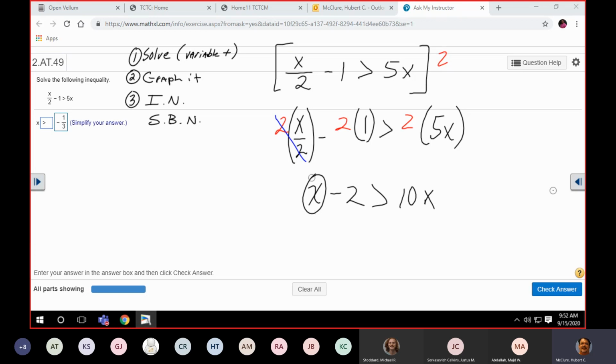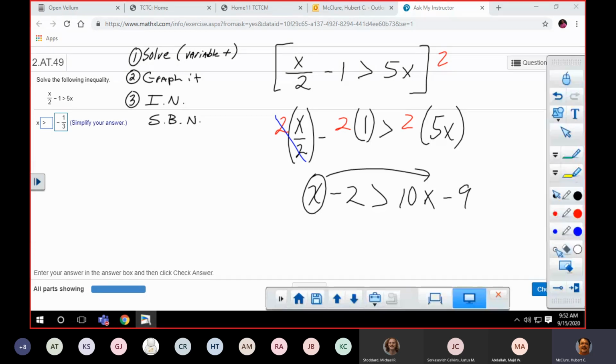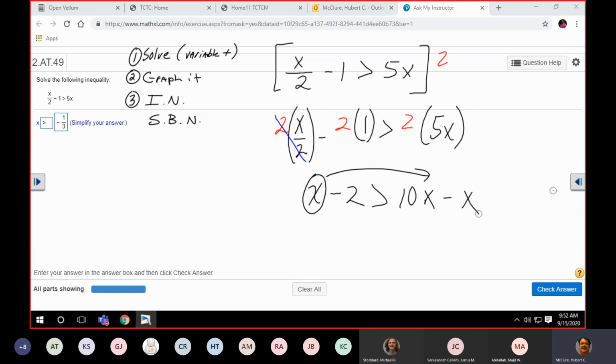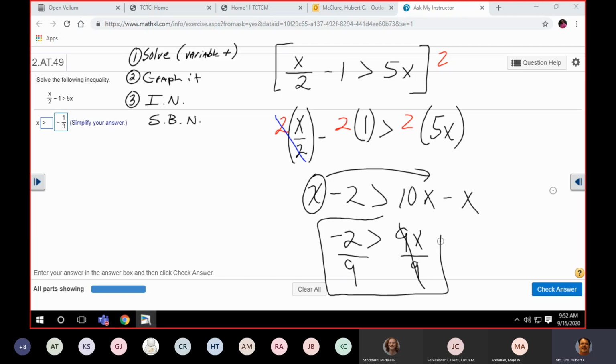I'm going to bring my x across the river. Minus x. So negative 2 is greater than 9x. Divide by 9, divide by 9, and x is less than negative 2 9ths. Now let's graph it.